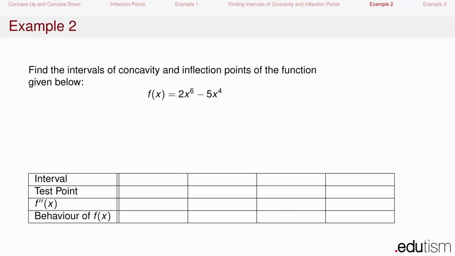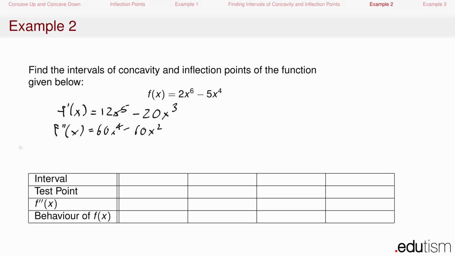So example 2 is going to be one example of applying this procedure to find the intervals of concavity and the inflection points of a function. Here the function is f of x equals 2x to the 6th minus 5x to the 4th. So the first step is to find the first derivative. F prime of x equals 12x to the 5th minus 20x cubed. Then we're going to find the second derivative. There, 5 times 12 gives you 60x to the 4th minus 60x squared.